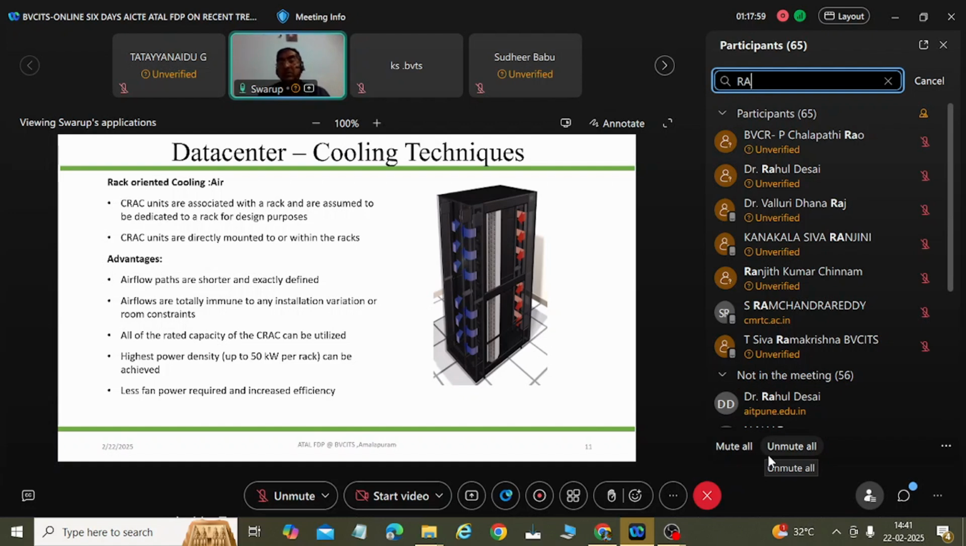Initially, with the first one, bottom level cooling, I am only saying about 7 to 10 kilowatt. When I come to the row level, I am able to say 30 kilowatt kind of thing, and within the rack level cooling I can go up to 50 kilowatt per rack, but I can achieve much more. We'll see in the next slides how we can achieve that.